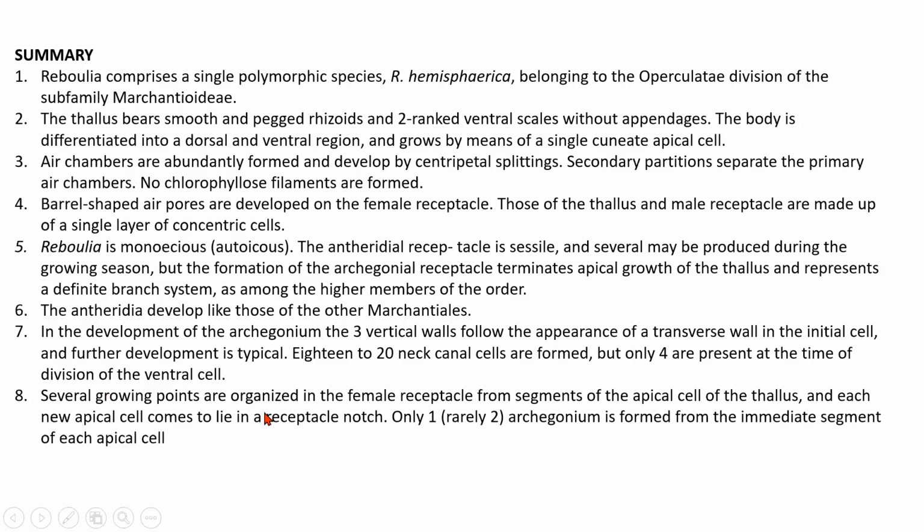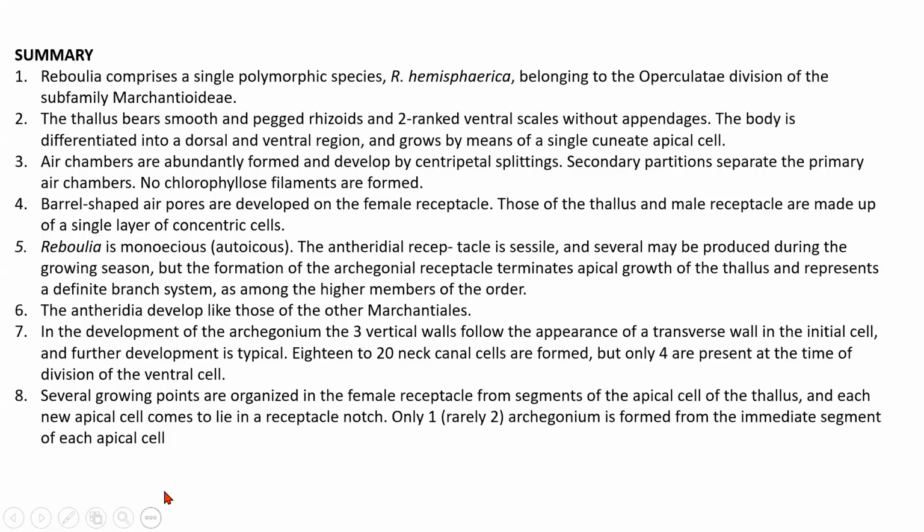Several growing points are organized in the female receptacle from segments of the apical cell. Based on how many growing points there are, you have that many lobes in the female receptacle. They have seen 4 to 7 lobes in different subspecies. Each lobe corresponds to a growing point on the thallus, and one archegonium is formed from the apical cell. So that finishes the Reboulia hemisphaerica life cycle.